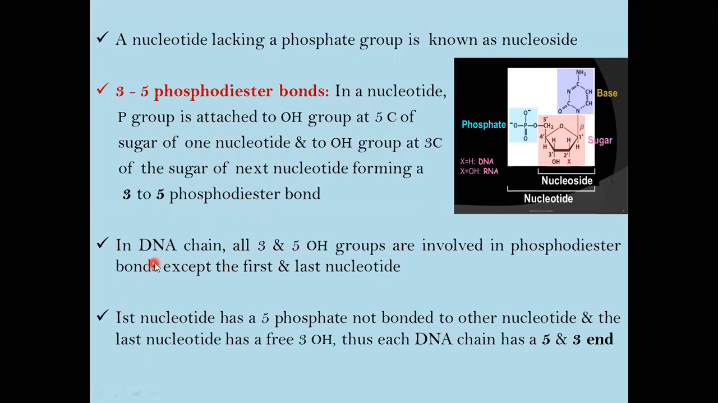And also in a DNA chain, all 3 and 5 OH groups are involved in phosphodiester bonds except the first and the last nucleotides. So why do the first and last nucleotide lack phosphodiester bond? Because the first nucleotide has a phosphate not bonded to another nucleotide, and the last nucleotide has a free 3 OH. Thus each DNA contains a free 5 and 3 end.